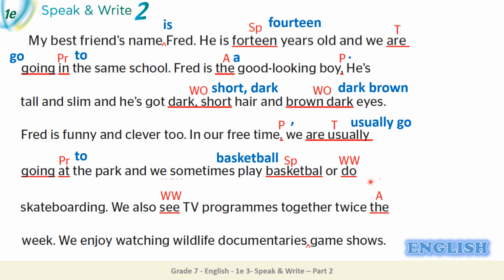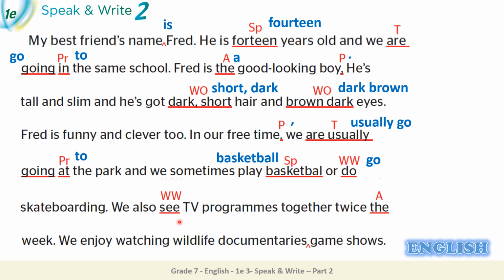That's perfect. WW means it's the wrong word. And usually, we use "go skateboarding," not "do skateboarding." And this is the correct answer. That's perfect. Let's move to the next mistake.